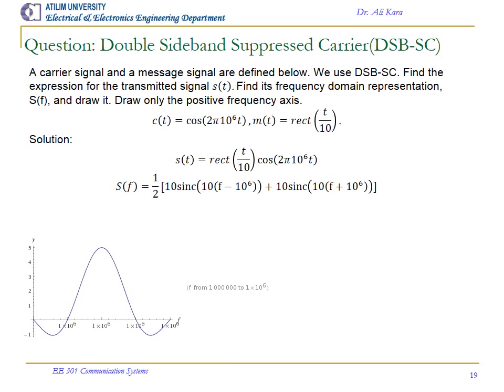Question. Double sideband suppressed carrier. A carrier signal and a message signal are defined below.